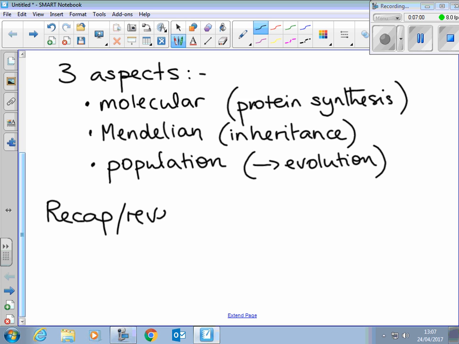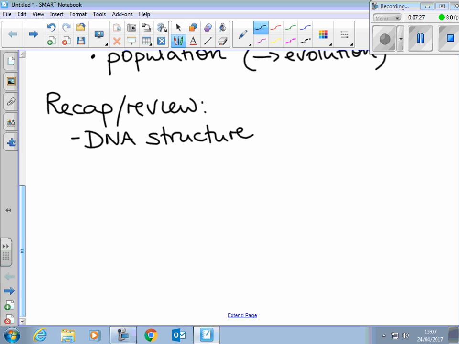That, whoops, spell it right, we're overheating a bit today. The sort of things that would be useful: DNA structure, so that you're familiar with all the coding and all that sort of thing. And then protein synthesis and mutations as well, because we'll be looking at what controls gene expression.